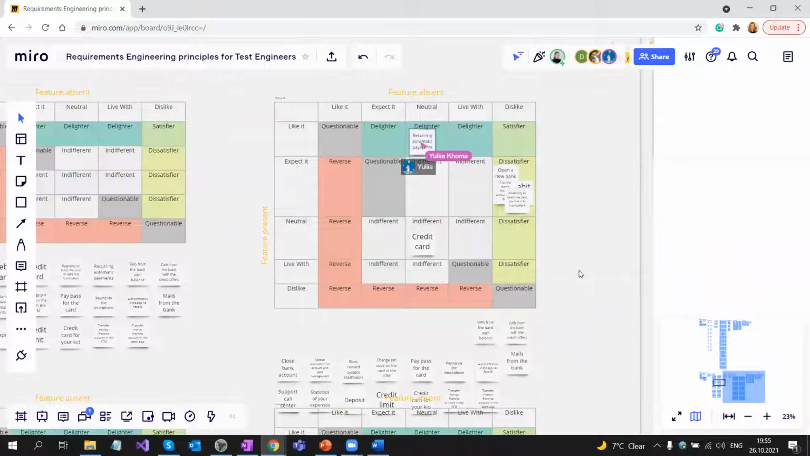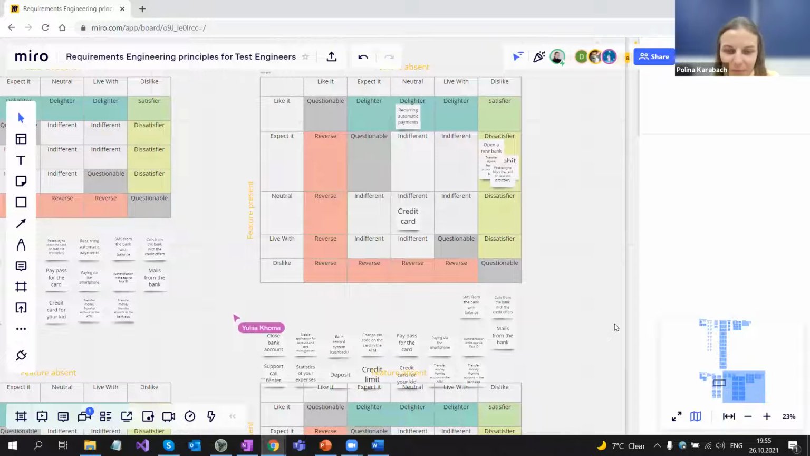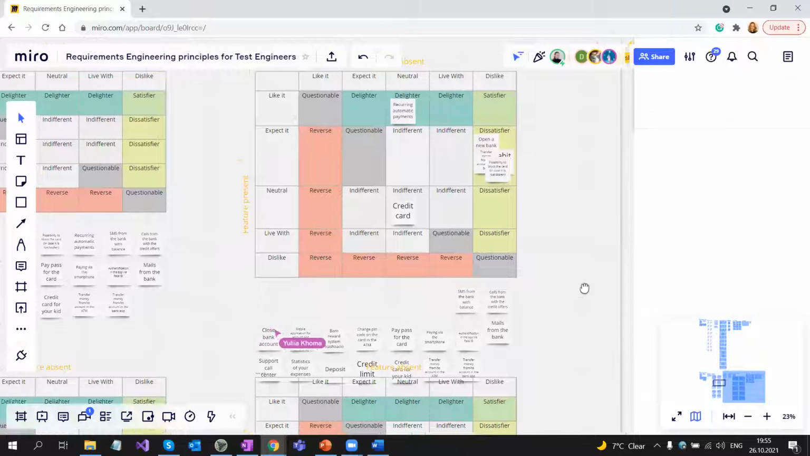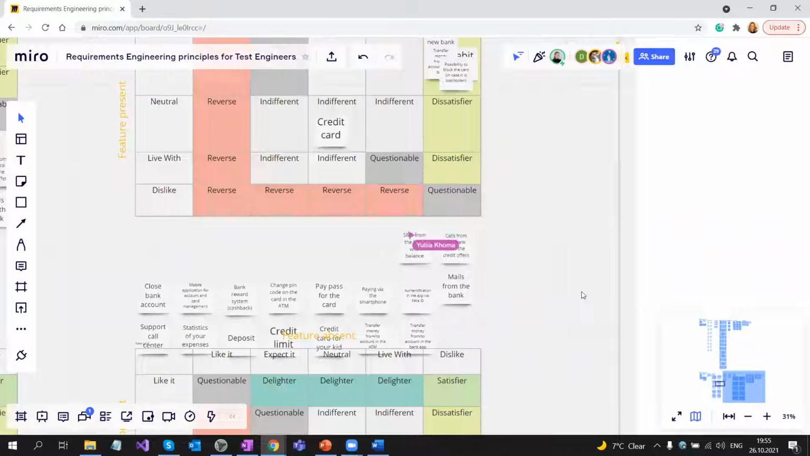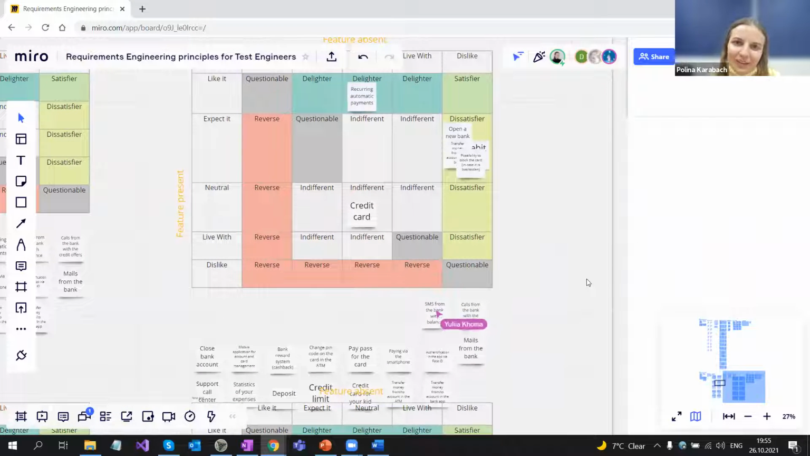Okay, neutral is if it's absent, and like it if it's here. SMS from the bank with balance. Would you like to have it in the application? Yes, I do expect it, and I would probably dislike it if it's not there. I do use them.